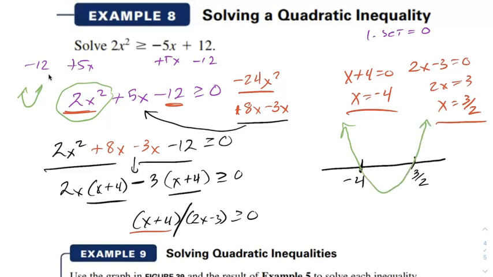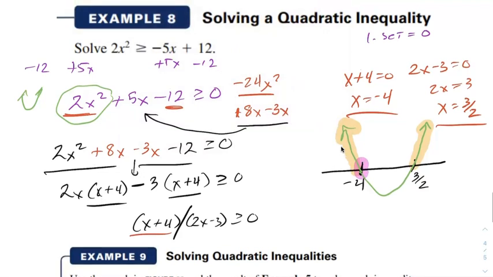Now what do I want? I want this to be greater than 0. So where's the positive? The middle is below 0, it's below the x-axis. It would be this side and this side. So where's that as my answer? It is from negative 4 all the way to the left. So negative infinity to negative 4 with the bracket, because again, that's an equal sign. And on this side, from 3 halves to infinity. So there's my answer.